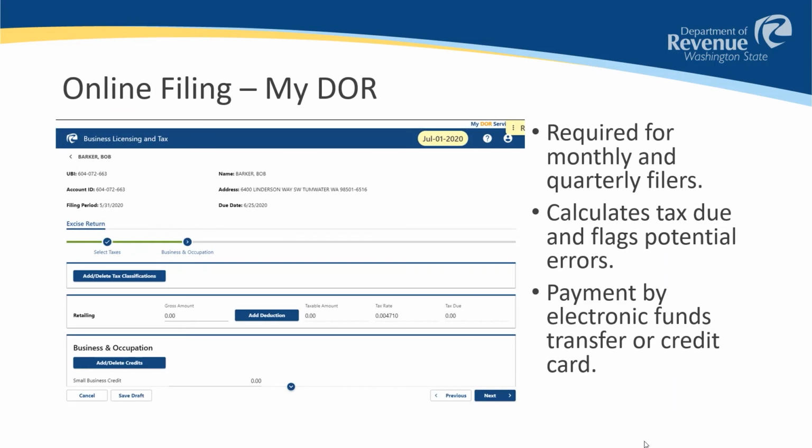Electronic filing is now required for all businesses with limited exceptions. The MyDOR system is customizable for your business activity and calculates the taxes due, including some credits available. You have several payment options available through MyDOR, including electronic funds transfer directly from your bank to our bank, and credit card. Payment by credit card includes a small fee in addition to the taxes due.